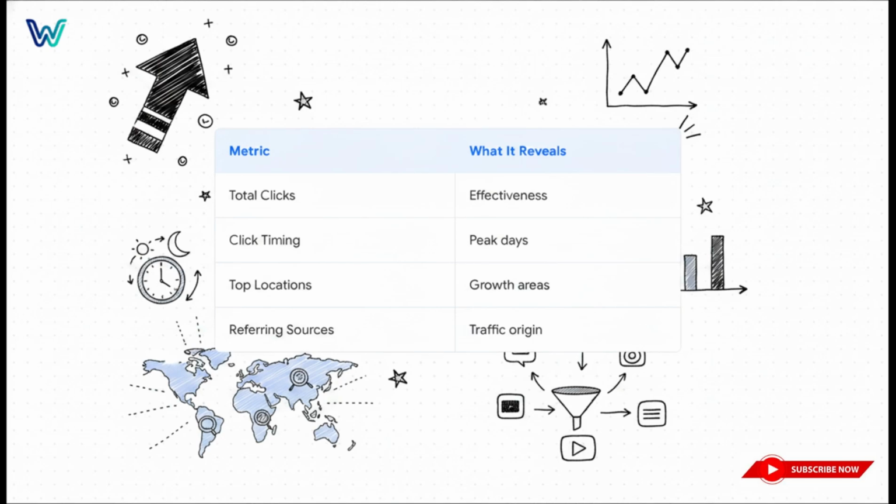Top locations can uncover some wild geographic growth opportunities that you might never have noticed. And referring sources, that tells you exactly which platforms, whether it's Instagram, Twitter, or your email newsletter, are actually moving the needle and driving traffic. This level of data is honestly what separates a casual hobbyist from a pro creator.